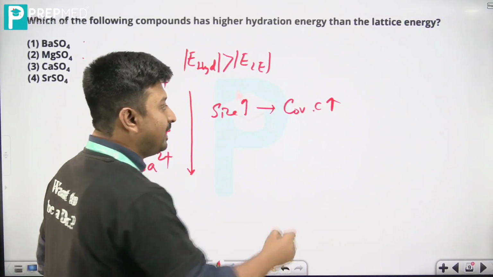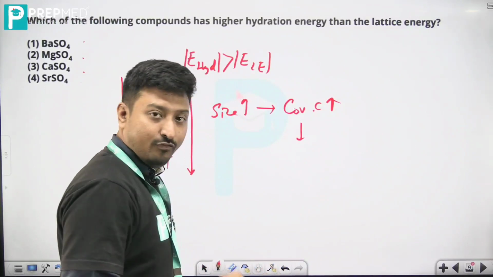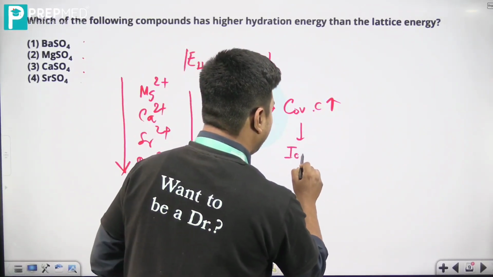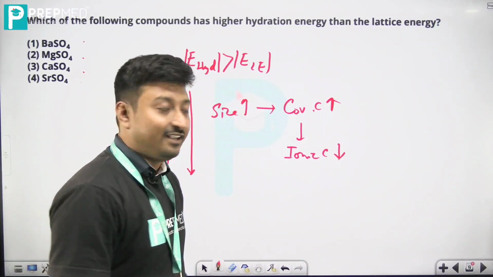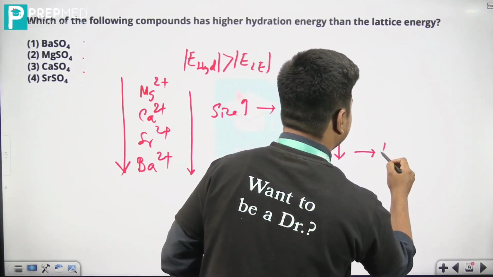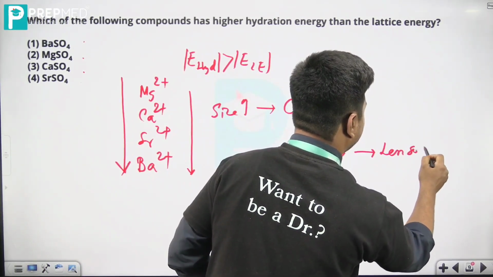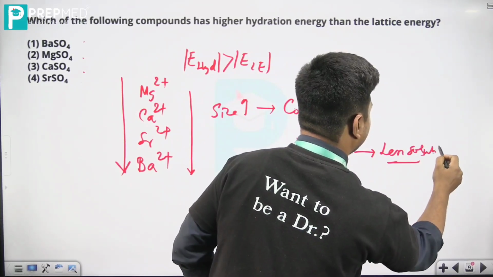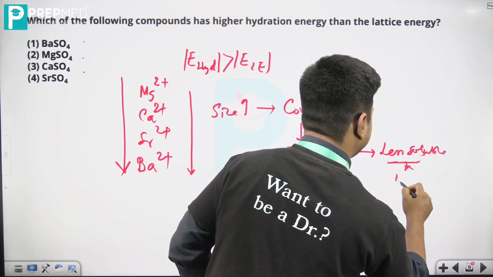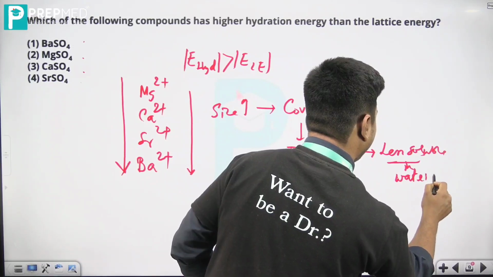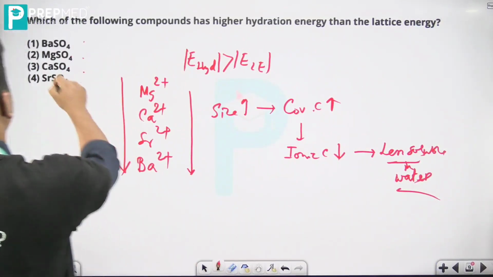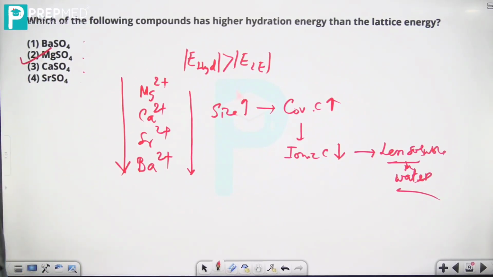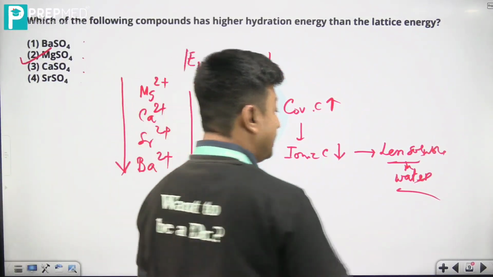तो if my covalent character increases, obviously my ionic character decreases, or if my ionic character decreases, it will become less soluble in water, right? तो less soluble in water. So यहाँ पे मेरा आंसर क्या होगा? यहाँ पे मेरा आंसर होगा मैग्नीशियम सल्फेट. अच्छा ओके.